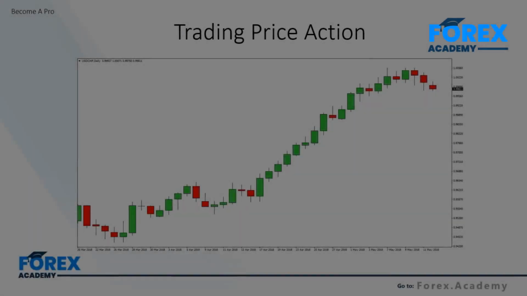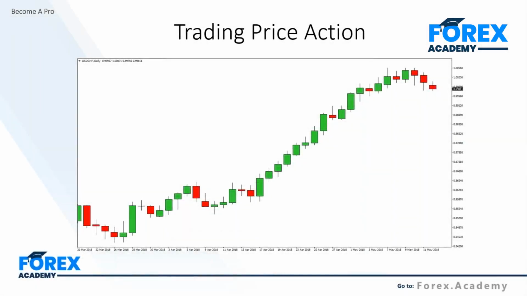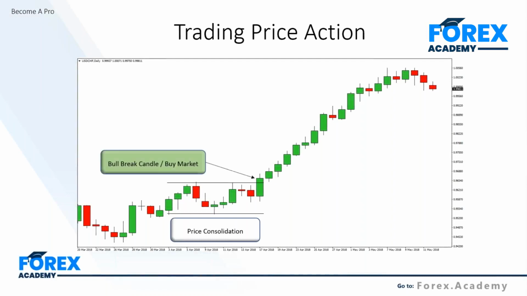Now here's another example. We have the US dollar against the Swiss franc, and what we have, of course, is price consolidation. Then we have the signal, what we need, the bull break candle, buy market. And again, totally subjectively, we could think, well, how do we manage this position? What do we do to trade this?